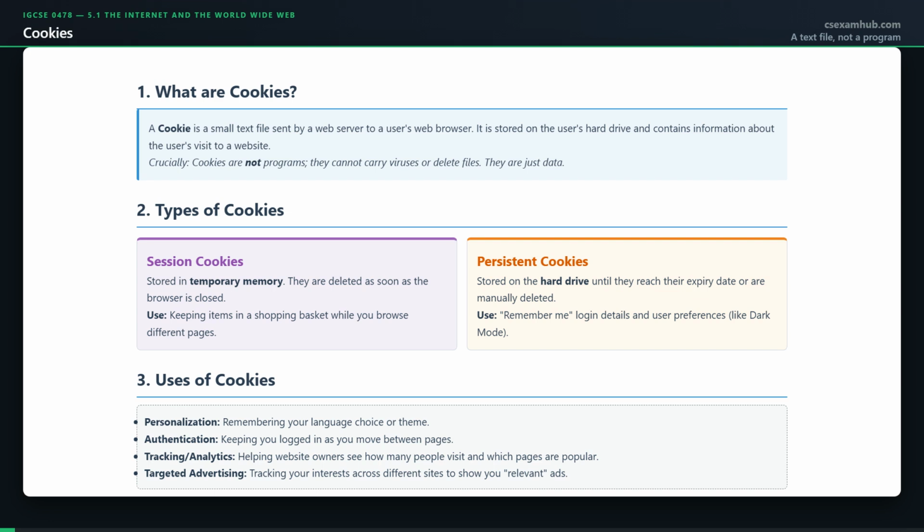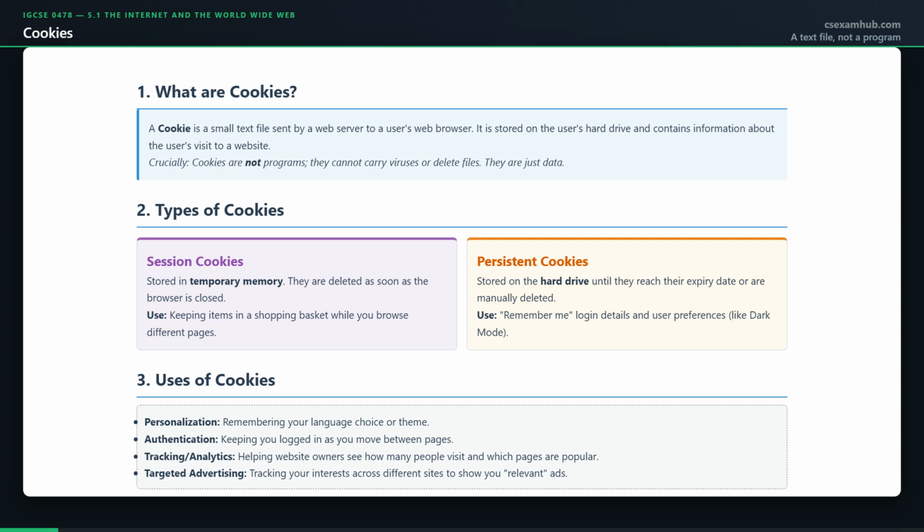A cookie is a small text file that a website stores on your computer through your browser. Two words in that definition do most of the work and both are worth pausing on. Small, a cookie is tiny, typically a few hundred bytes, holding little more than a name and a value. And text file, which is the point students most often miss.